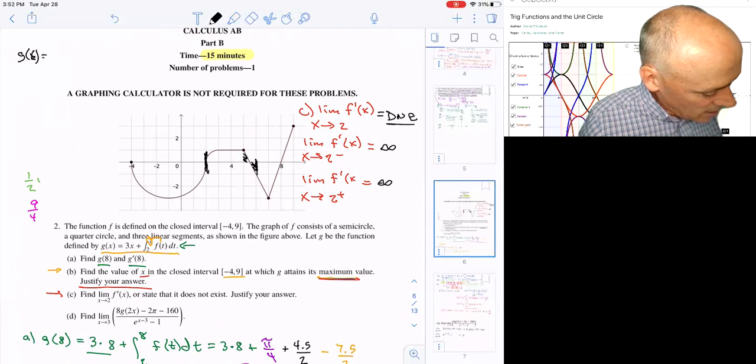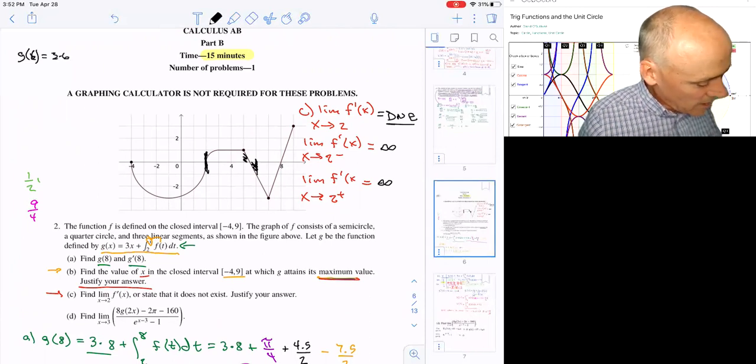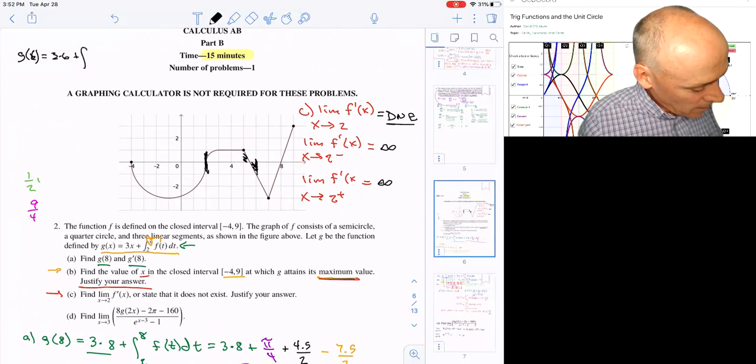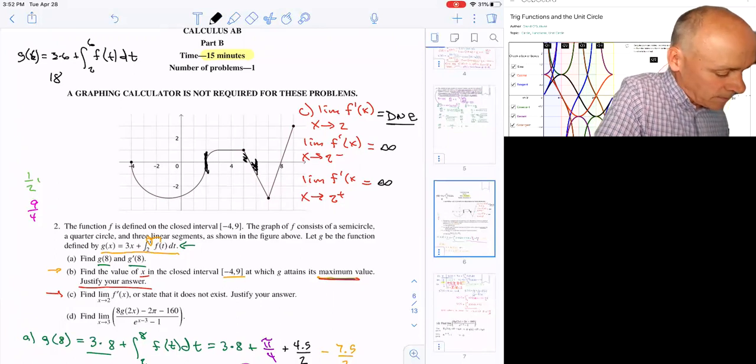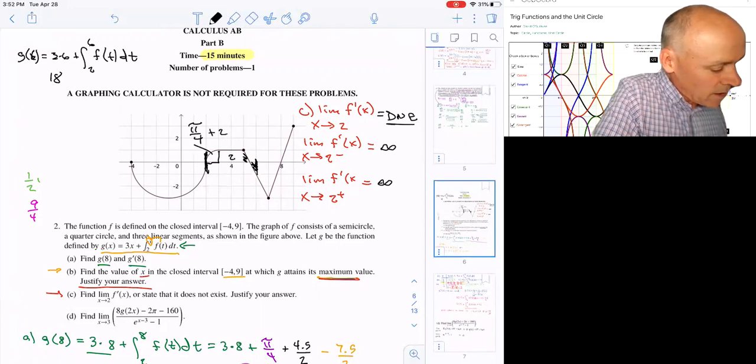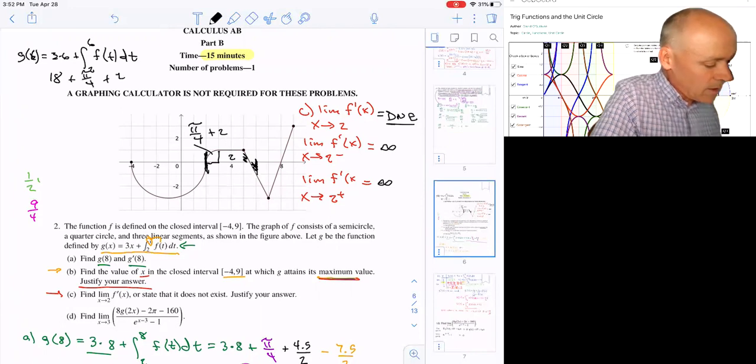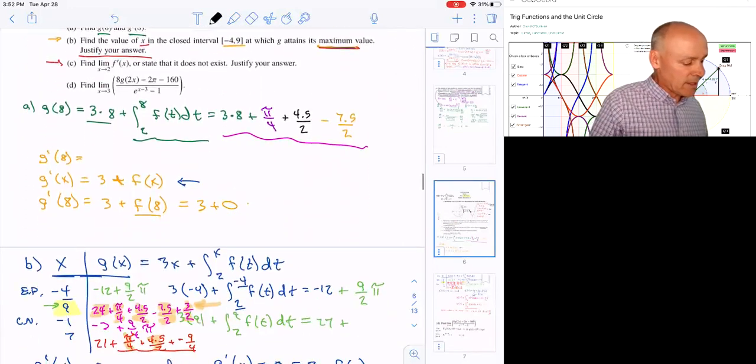G at 6 is equal to 3 times 6 plus my definite integral from 2 to 6 of f of t dt. So I know that's 18 from 2 to 6. Well, that's my quarter circle. That was pi over 4. And then since these are canceling out, that's just going to be 2 units right there. So it's plus 2. So that's going to be 18 plus pi over 4 plus 2. So that's g at 6.